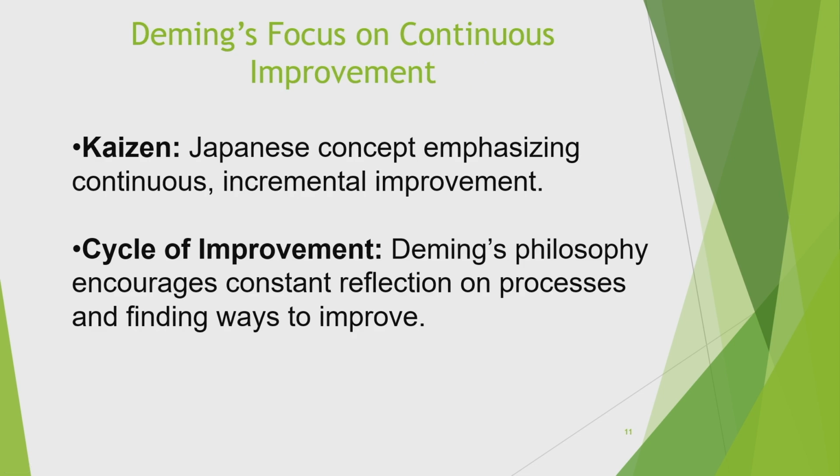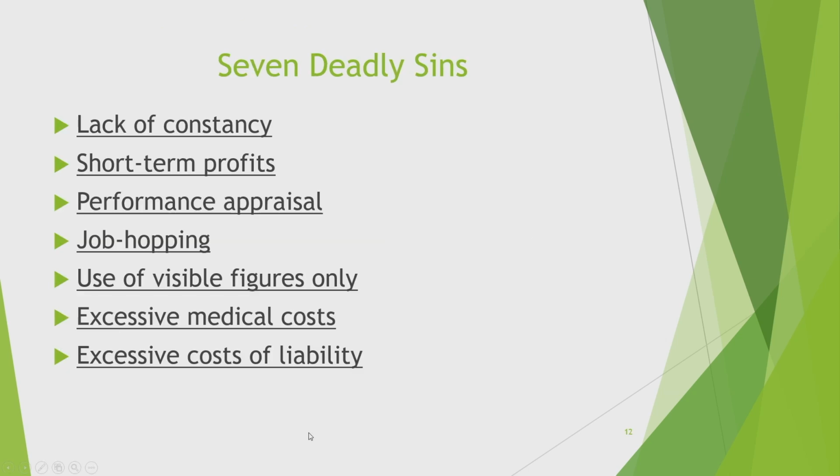Now, Deming's focus on continuous improvement, I will emphasize again. There is a Japanese term, Kaizen, a Japanese concept emphasizing continuous incremental improvement. You need not do something revolutionary, where suddenly you change the process or a new machine comes, but in the existing system itself you can do slow but steady improvement. Cycle of improvement: Deming's philosophy encourages constant reflection on processes and finding ways to improve. That means you keep introspecting and you make improvements.